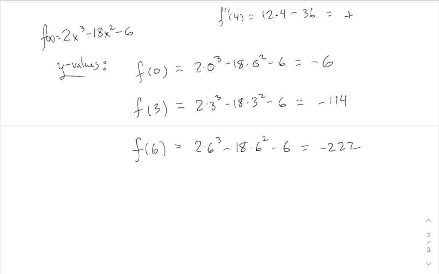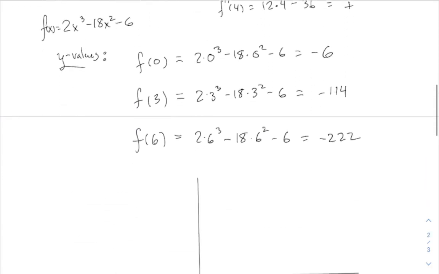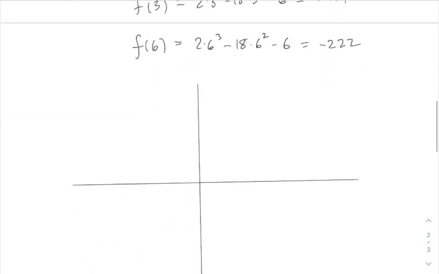Okay, let's do it then. So I'm going to begin by plotting those particular points first. They are x equals 0 and y equals negative 6, and then x equals 3 and y equals minus 114, and then x equals 6 and y equals this number. So 0 and negative 6 will be something like here, slightly below the x-axis. That's minus 6. Then my next one will be at minus 114 and then minus 222. So this will be over at 3, a point here, and then over at 6, a point here.